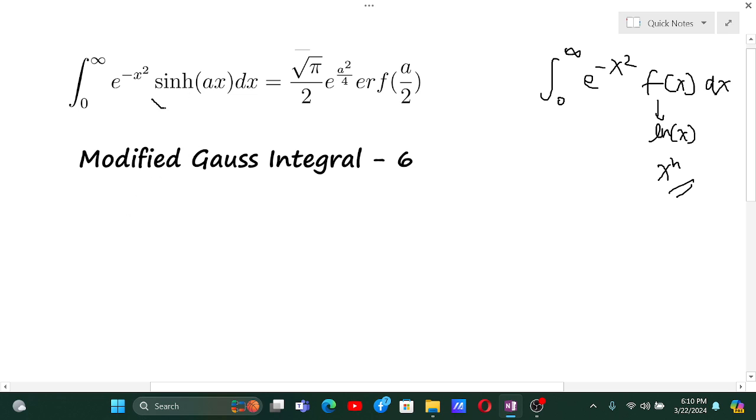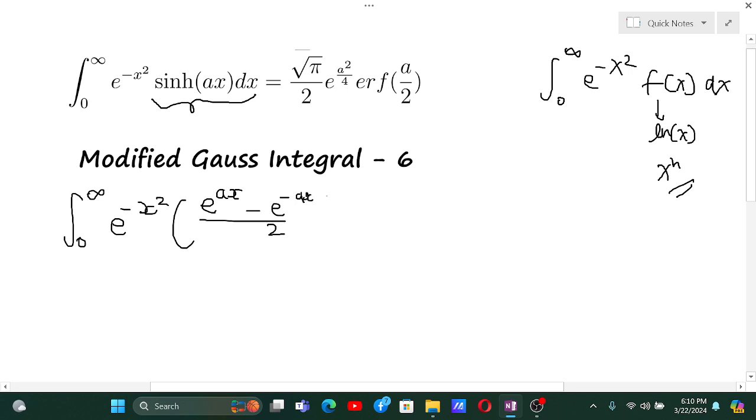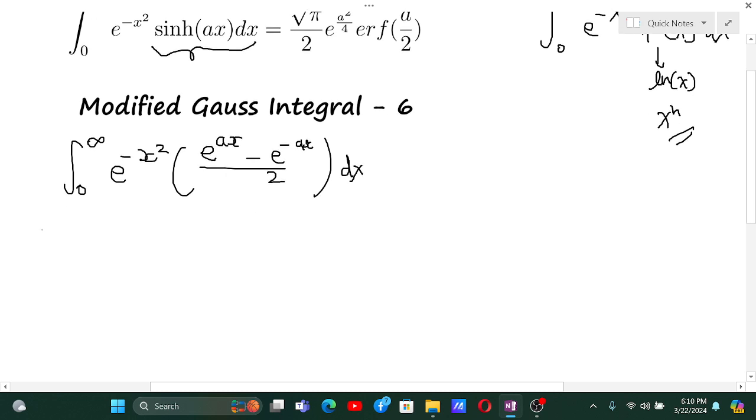To start solving, we will use the complex definition of sinh ax, and that gives us integral from 0 to infinity e to the power minus x square times e to the power ax minus e to the power minus ax, by 2, dx. Now we take 1 by 2 outside. That gives us integral from 0 to infinity e to the power minus x square plus ax, minus e to the power minus x square minus ax, and then dx.